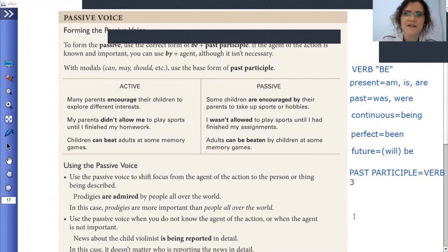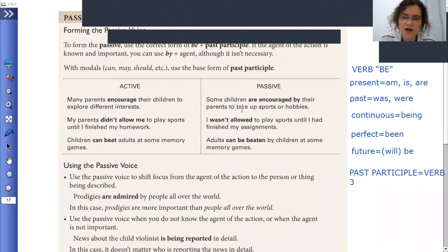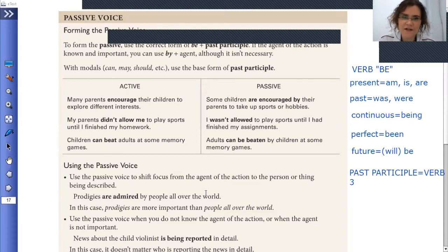So remember this: whenever you have an active sentence, look at what tense the active sentence is in. For example, this one: many parents encourage their children to explore different interests. This is the present tense, which means that you have to use the verb be in the present tense, either am, is, or are. In this case, they use are. You see that? It is very important that you look at what tense form you're using.